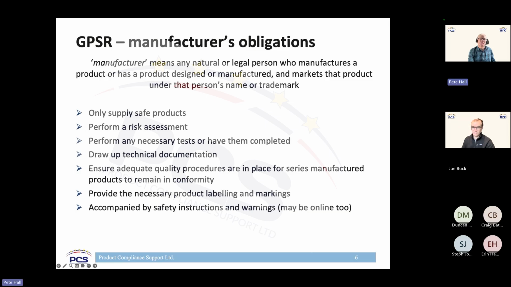Sometimes products need safety instructions and warnings. If they have particular hazards, they usually need safety instructions and warnings. And these can sometimes be online. If you get a safety issue with a product, you have to notify the authorities and take whatever action is necessary to protect consumers from that product, whether that's sending out warnings about it, or asking for the products to be returned, or even going around and getting them from consumers.